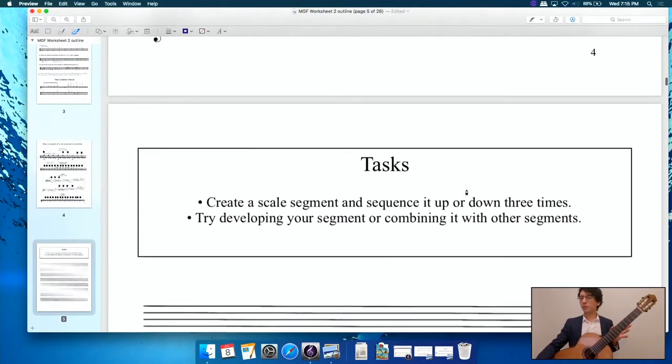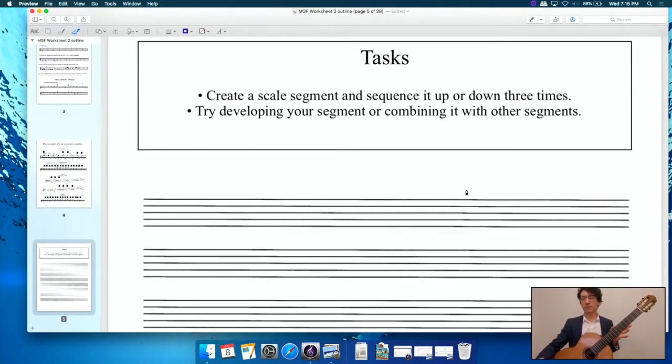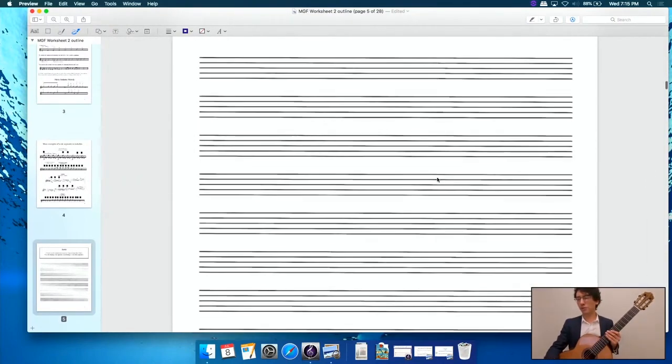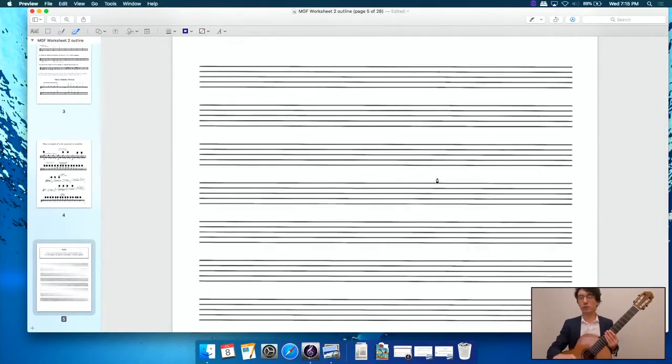Okay? So your first task, you're going to have quite a few tasks again, which will be really fun to see you do, is to create a scale segment and sequence it up or down 3 times. And if you want to, you can try and develop your segment or combine it with other segments. This is quite open now. All right, there's lots of possibilities here.